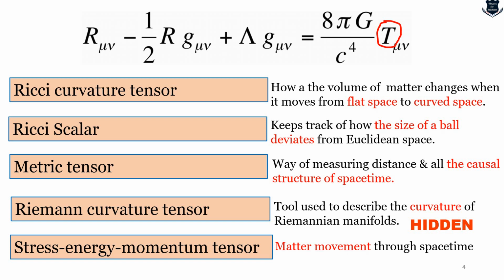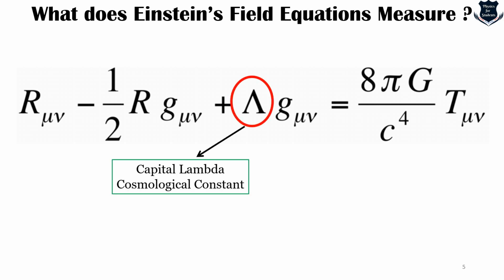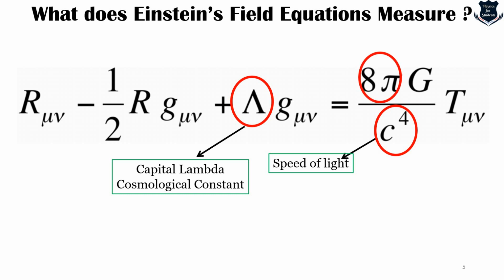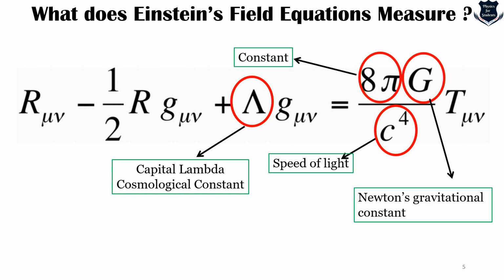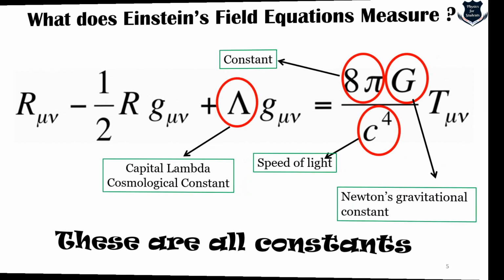So we found the Ricci curvature tensor, Ricci scalar and other components, and these are the symbols which exist in Einstein's field equation. Here we see there is a constant, the capital lambda, which is called the cosmological constant. We have c to the power 4, where c is the speed of light. Now you might be asking why it is c to the power 4. For that I need to make a separate video on the dimensional analysis of the speed of light. This 8 pi is a constant. This G is Newton's gravitational constant. So these are all the constants, coupled with certain Greek letters and tensors, that complete the Einstein field equation.